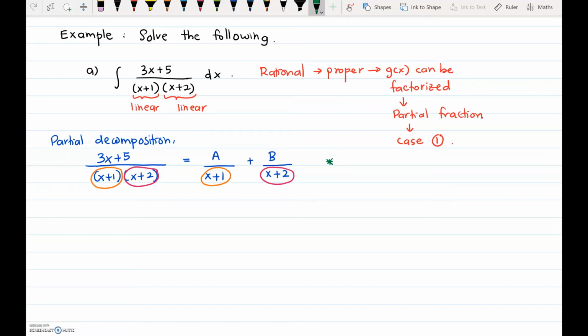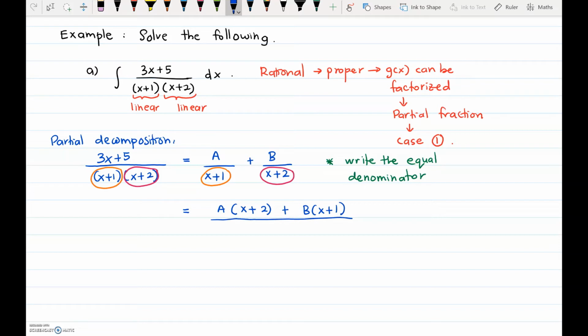That means we have to write them with the equal denominator. To write the equal denominator, you will have a(x plus 2) plus b(x plus 1) over (x plus 1)(x plus 2). Let's look at it again. We want to write the equal denominator. Make sure the denominator on the left hand side is equal to the denominator on the right hand side.